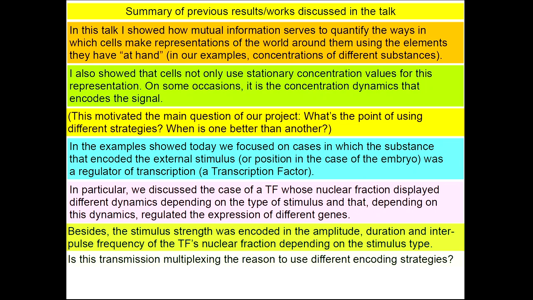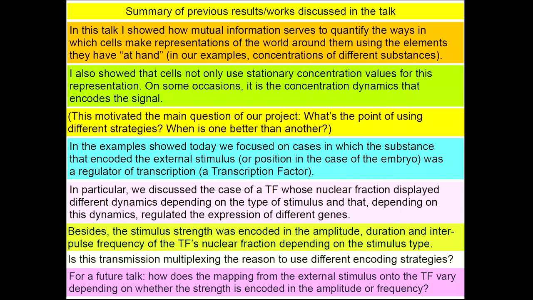And so maybe this multiplexing is the reason to use these different encoding strategies. So you save in transcription factors. You have one transcription factor and you can transmit many different signals using different dynamics. And well, for a future talk, how does the mapping from the external world onto these different dynamics operate?